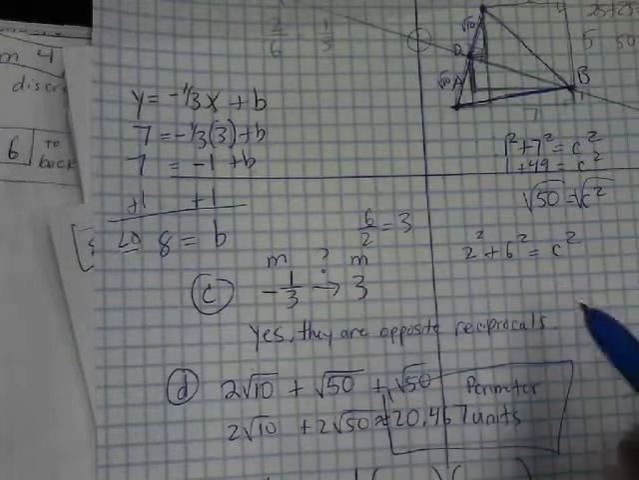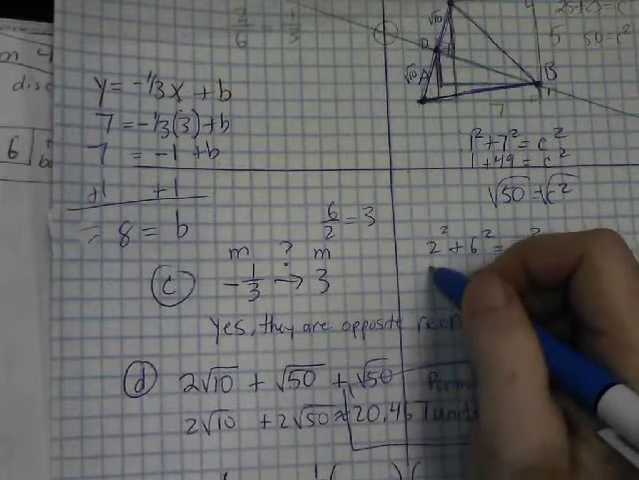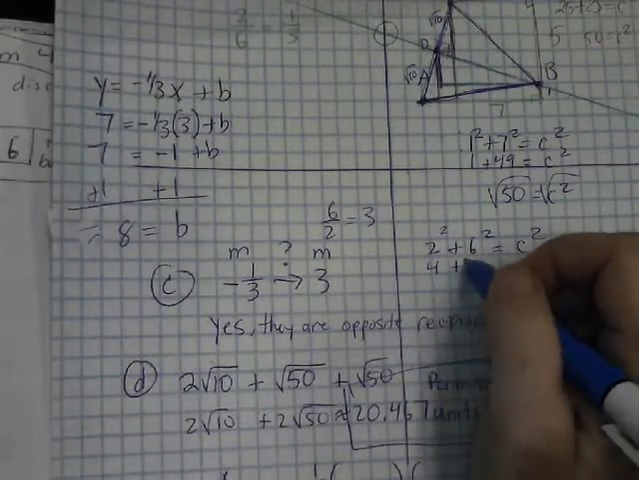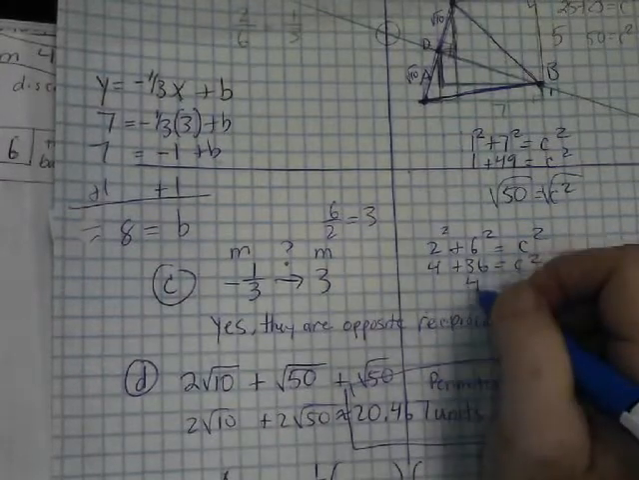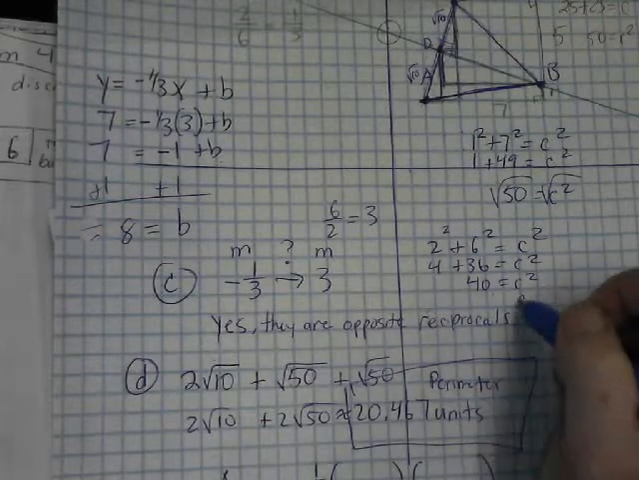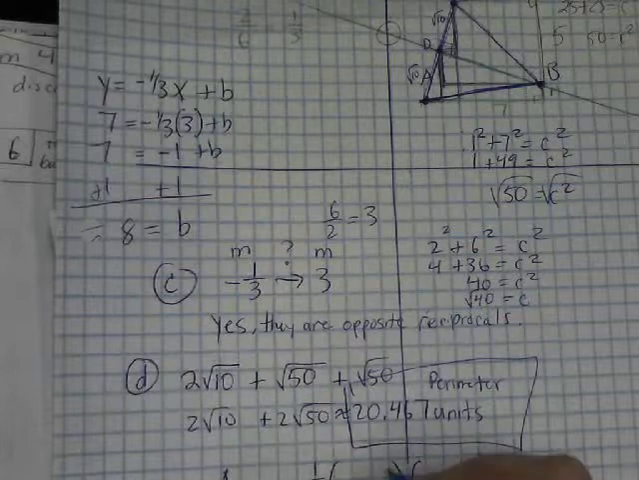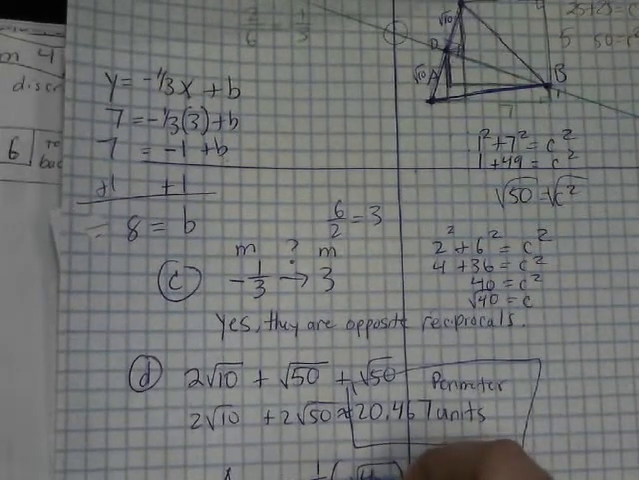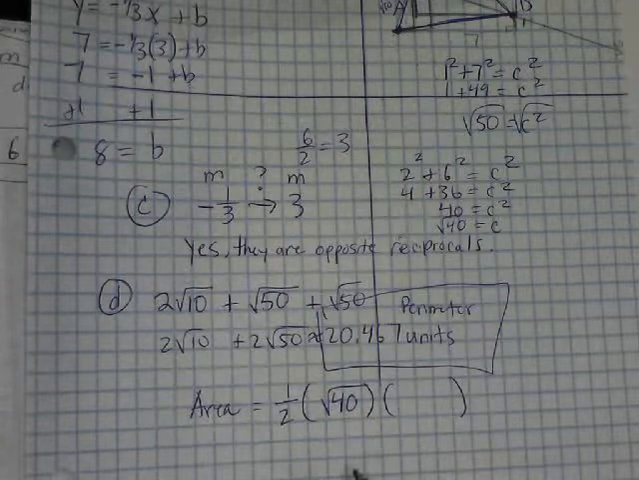So that's going to be 2 squared plus 6 squared equals c squared. You guys getting tired of Pythagorean theorem yet? 4 plus 36 equals c squared. Hey, wait, 4 plus 36, that's 40. 40 equals c squared, so c equals root 40. So that is my height, root 40. I'm just going to call it root 40, because it's going to go in the calculator anyway. So remember, 1/2 times, oh, that's the height. We'll put the base right there.